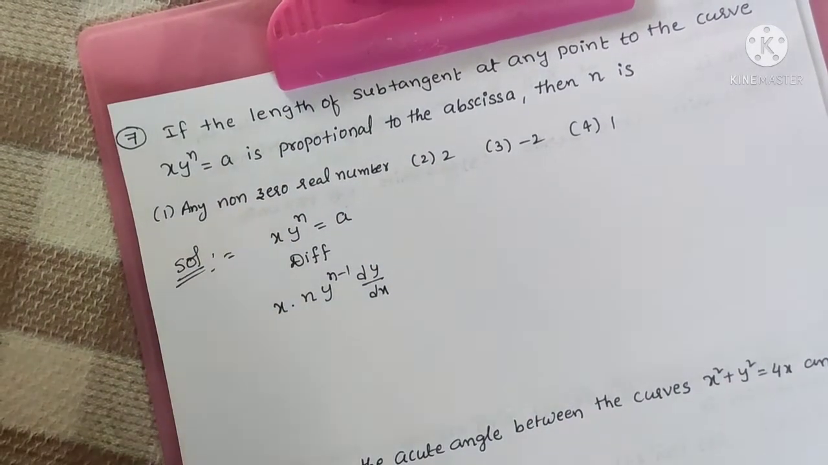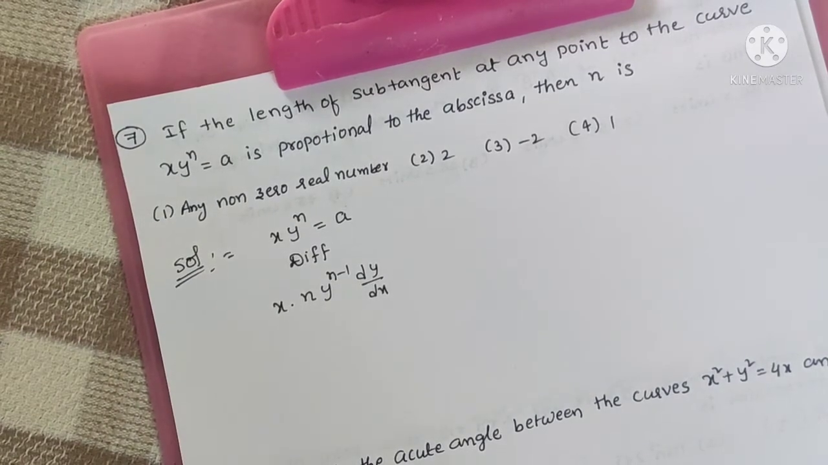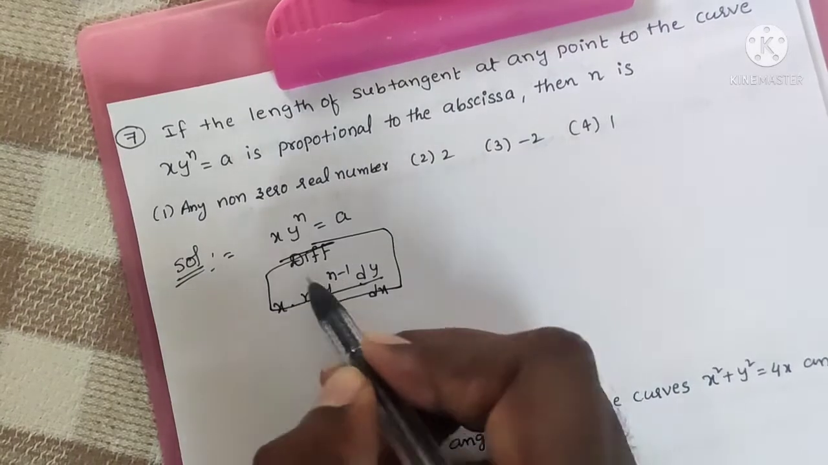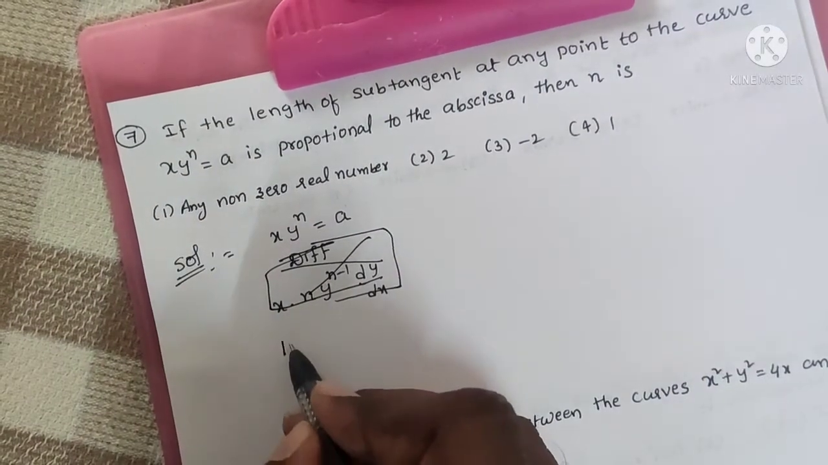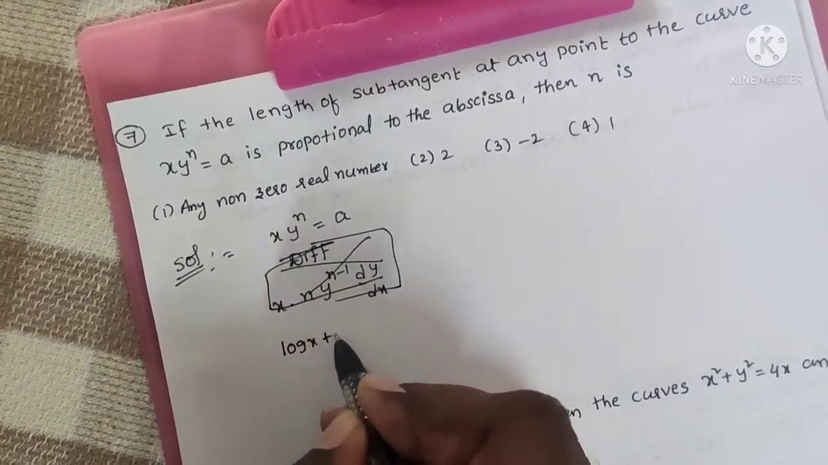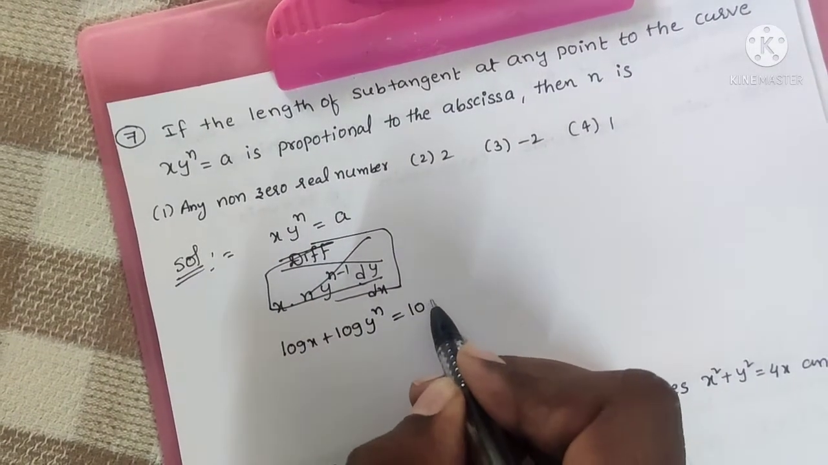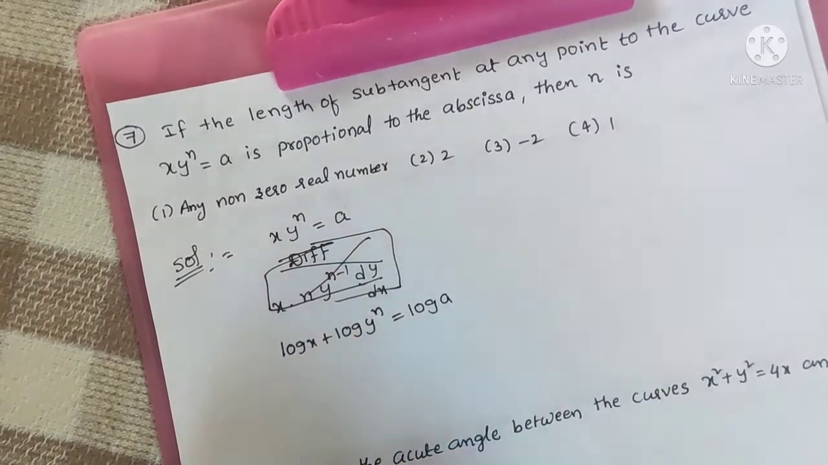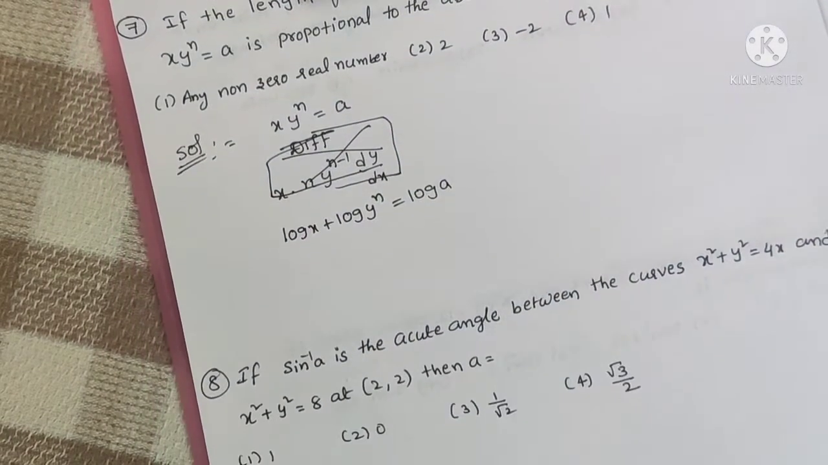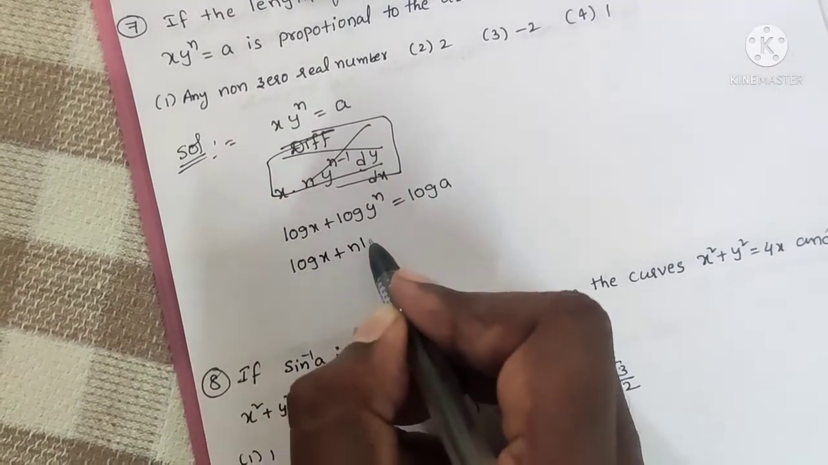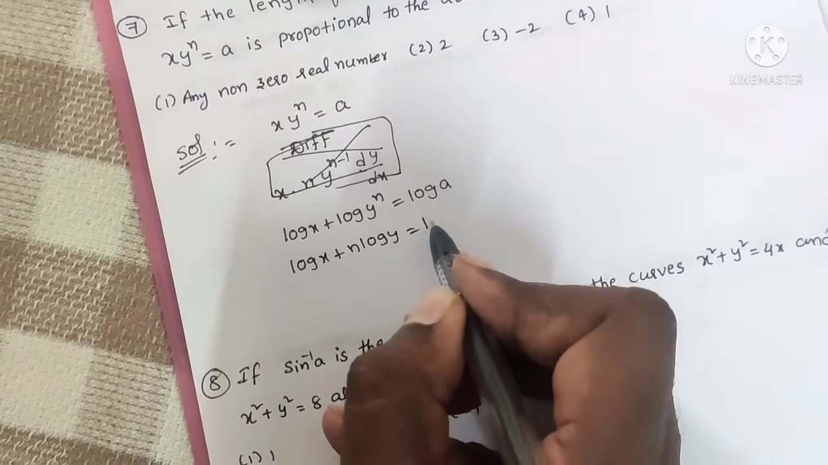Now if you are confused by this method, you had better apply log on both sides. That is also a very easy method. I will apply log on both sides. You will get the answer easily. Apply log on both sides. Log x plus log y power n is equal to log a. Don't be confused about how the plus came. Log of ab is equal to log a plus log b. From this we can write log x plus n log y is equal to log a.